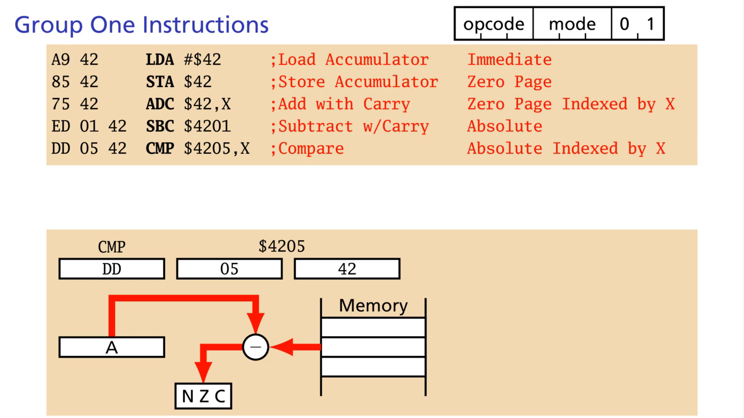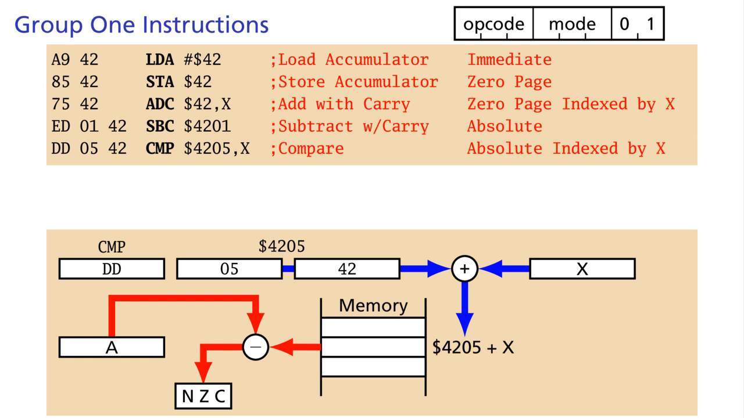Like SBC, it subtracts a byte in memory from the accumulator, but it discards the result and only updates the flags in the status register, typically for a conditional branch. This is using absolute indexed by X addressing, which takes the address from the 2 bytes following the instruction and adds the contents of the X index register to compute the address of the byte to subtract.